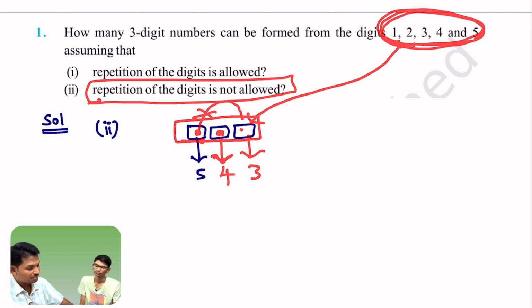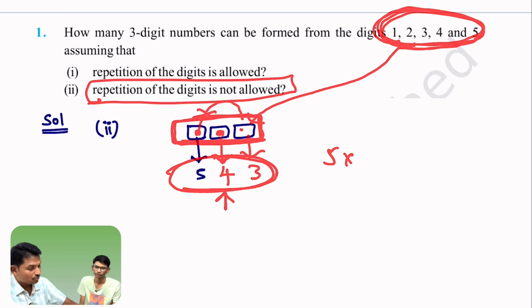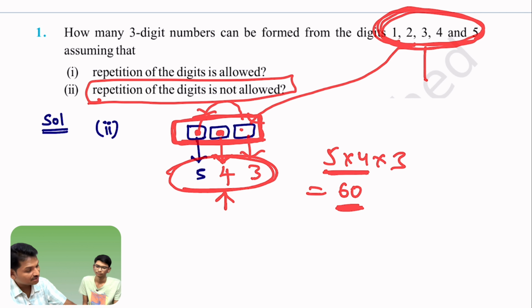Now you need to form a 3-digit number. To form a 3-digit number, you need to fill all 3 boxes. By fundamental principle of multiplication, the total number of 3-digit numbers that can be formed using the digits 1, 2, 3, 4, 5 when repetition of digits is not allowed is equal to 5 into 4 into 3. 5 4s are 20, 20 threes are 60. So total how many 3-digit numbers you can form when repetition of digits is not allowed by using these digits? 60 numbers.